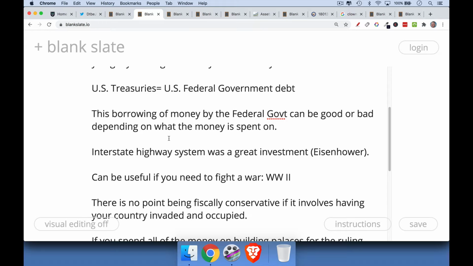Now, borrowing money can also be useful if you need to fight a war. There's no point being completely fiscally conservative if you're about to be invaded and you're all going to be occupied. World War II is a great example people give. Obviously, the U.S. was not completely in danger of being invaded. The Japanese might have been able to invade it. But it's a classic example of wartime spending, where you just spend as much money as you need to defeat external enemies.